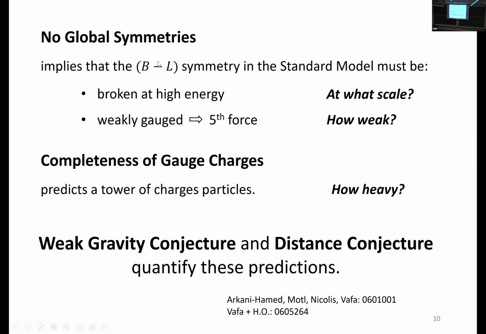So this raises a question that Sergey raised. For example, no global symmetry, if applicable to our world, would mean that the Standard Model has B minus L as an exact global symmetry, but it has to be either broken at high energy or weakly gauged, in which case you have to have a fifth force.